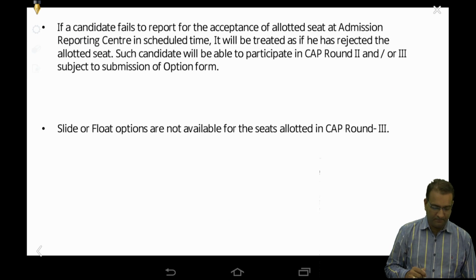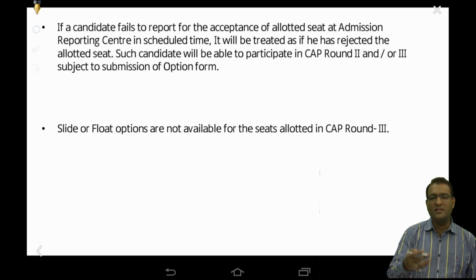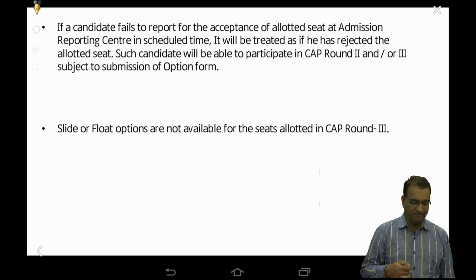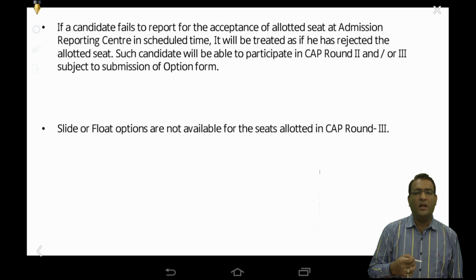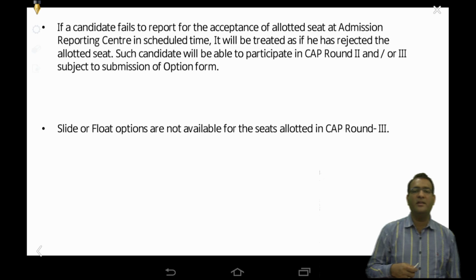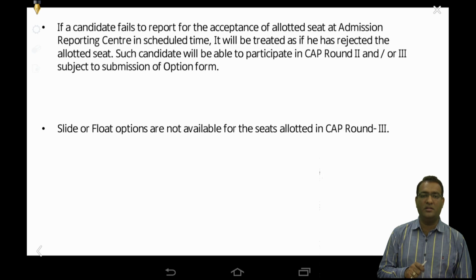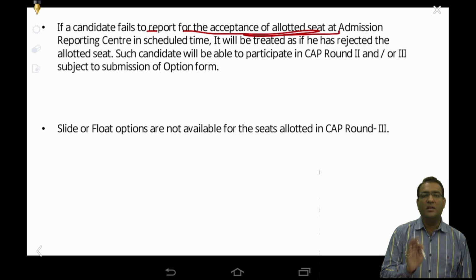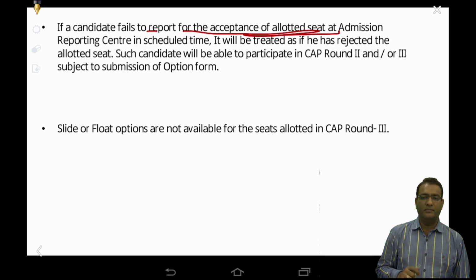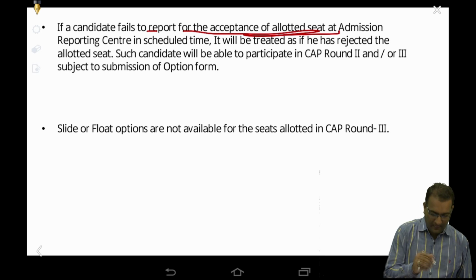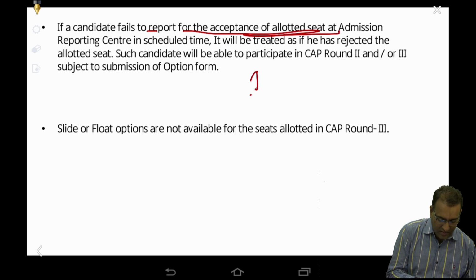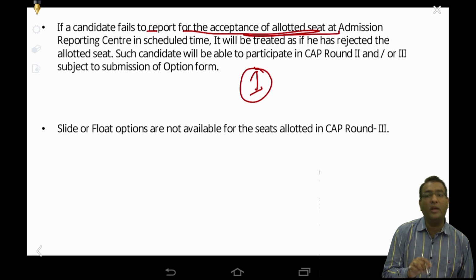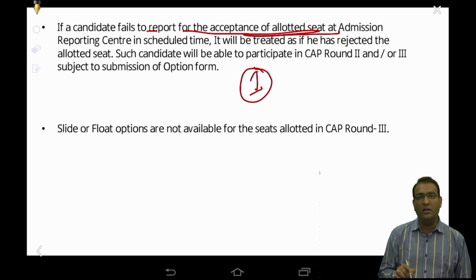Next. Yeah, this is quite simple. You can just go through it. If you don't report for the allotted seat at the admission reporting center, it will be treated as if you have rejected the allotted seat. Right? Now, if you get the college of your first option, you cannot participate in cap round 2 and 3.